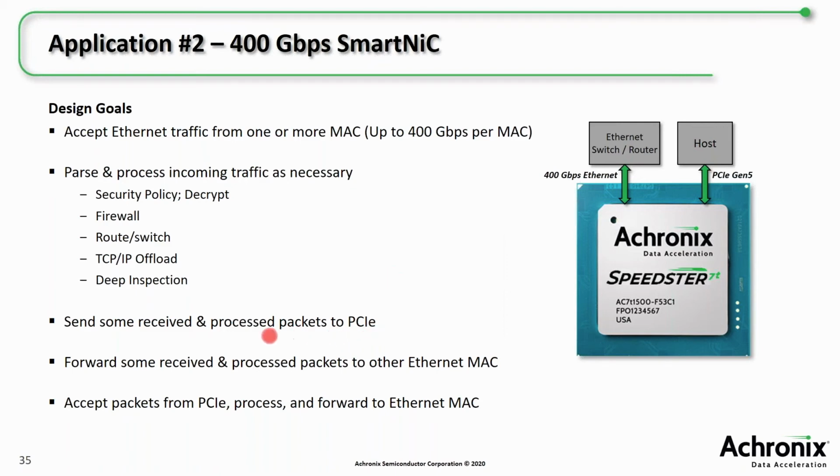Because this is a SmartNIC, some of the received packets are going to go up to the host via the PCI Express interface. Some of them might go to another MAC based on a switch that's effectively implemented inside the SmartNIC itself. And then we also need to be able to handle PCI Express traffic from the host that's going to go out of an Ethernet switch. So let's take a look at these data flows.